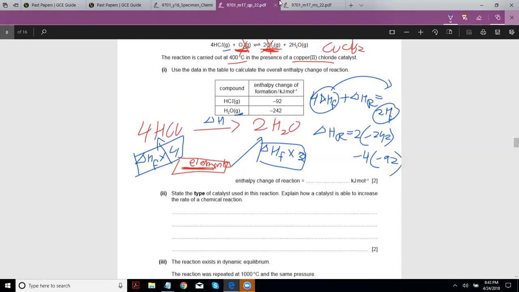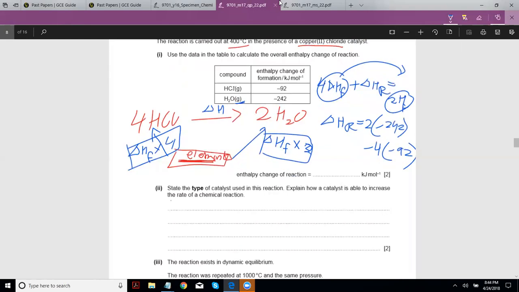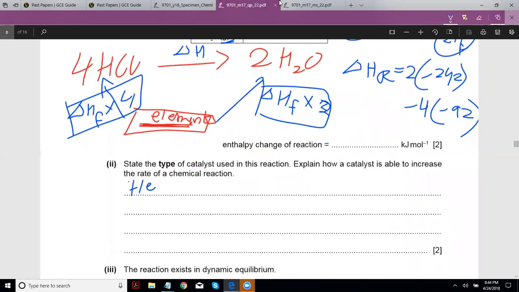So homo is same, hetero is different. A heterogeneous catalyst is a catalyst whose state is different when you compare it with the state of the reactants. The reactants here are in gaseous state. CuCl2 will be solid, so that's in solid state. So it would be a heterogeneous catalyst because the state is different.